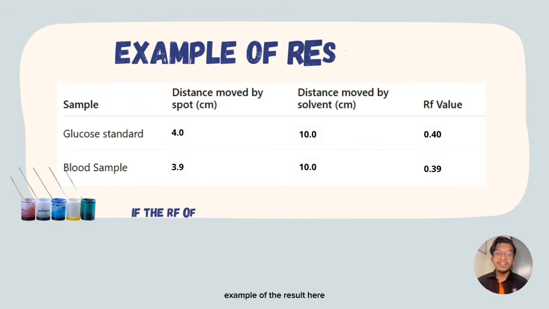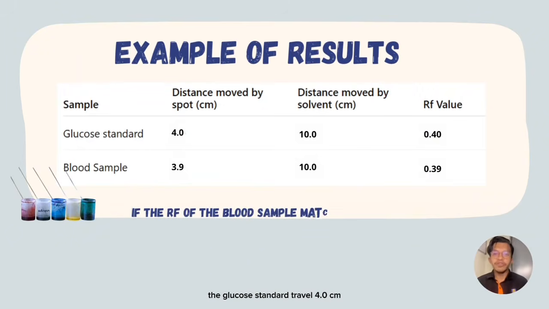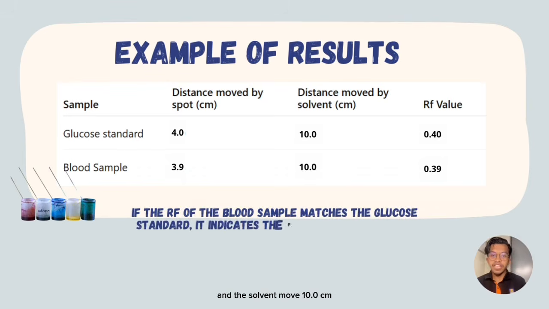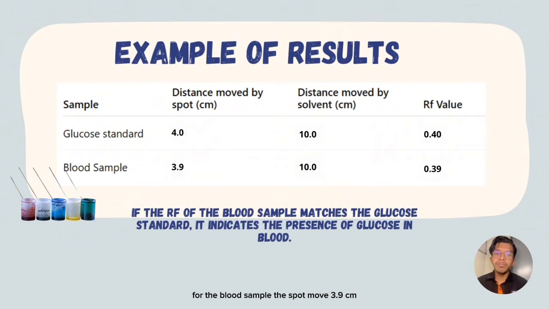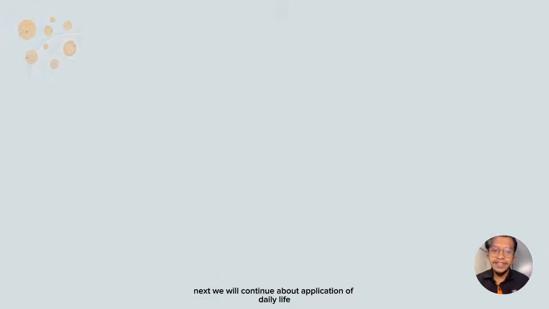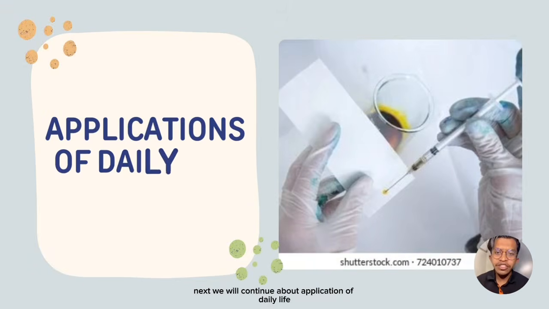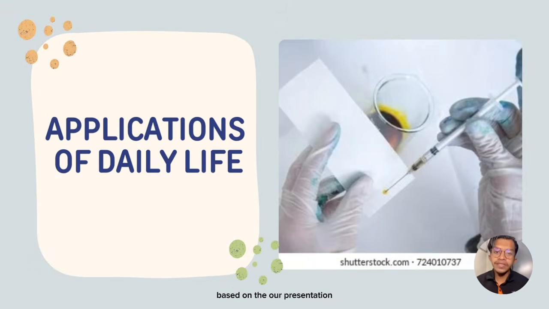Example of the result: here the glucose standard travels 4.0 cm and the solvent moves 10.0 cm, giving an RF value of 0.40. For the blood sample, the spot moved 3.9 cm, which is very close, giving an RF of 0.39. So, this indicates the presence of glucose in the blood sample. Next, we will continue with applications in daily life based on our presentation.